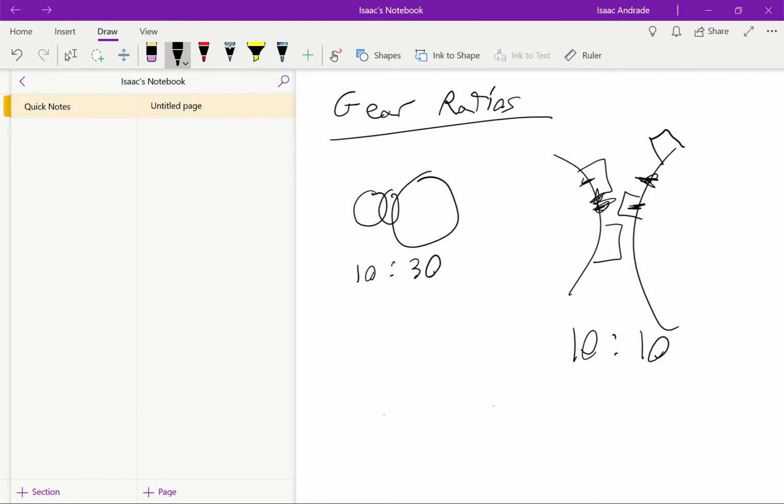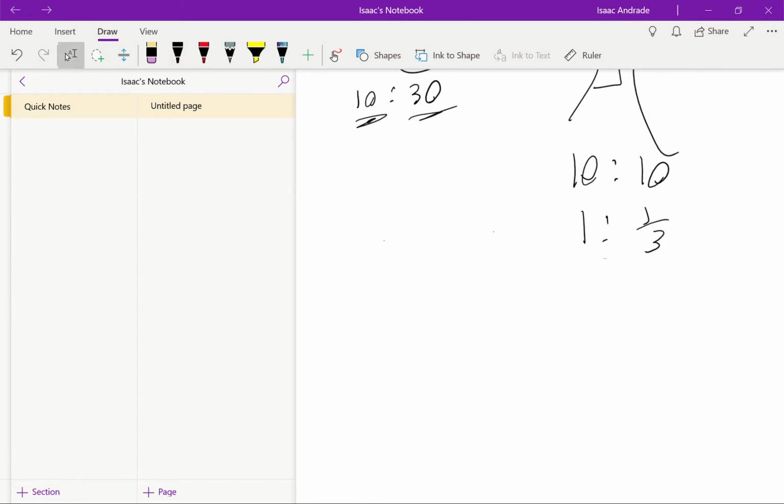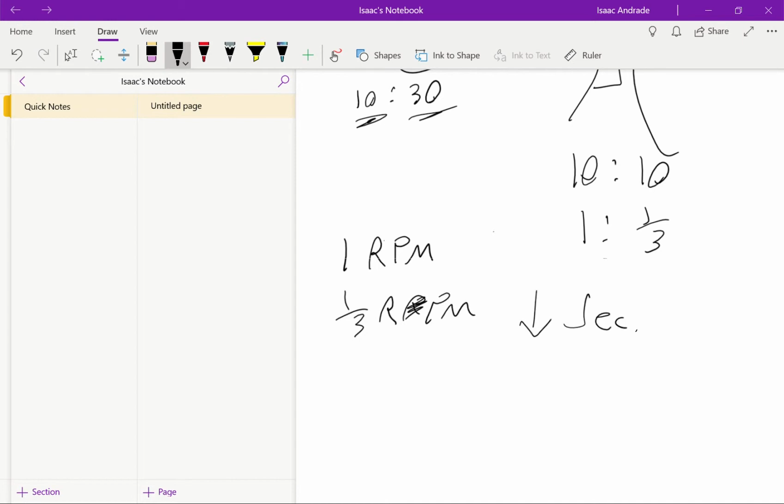If you're looking at the total revolution, 10 teeth would be the whole revolution of the 10 tooth gear here, but it would only be a third of the revolution of that 30 tooth gear. These teeth will rotate in the same time, so if the 10 tooth gear is rotating at 1 rotation per minute, the 30 tooth gear is only going at a third of a rotation per minute. So you can decrease the speed you're spinning at.